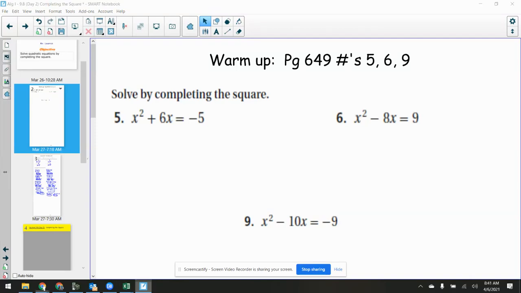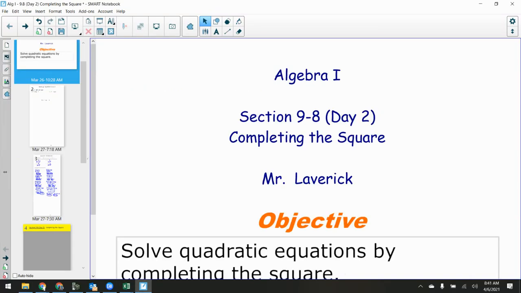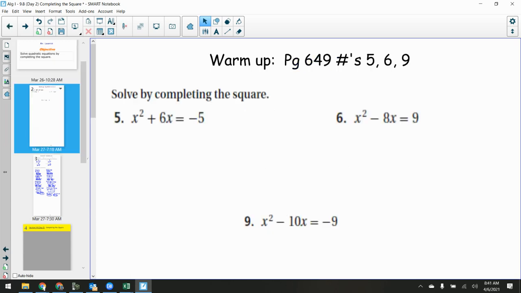Welcome back, everybody. So this is a video going over section 9.8 day 2 for completing the square. Here's the warm-up, so go ahead and pause if you'd like to do these problems and see where we're at. All right. Now, we are going to solve these by completing the square.